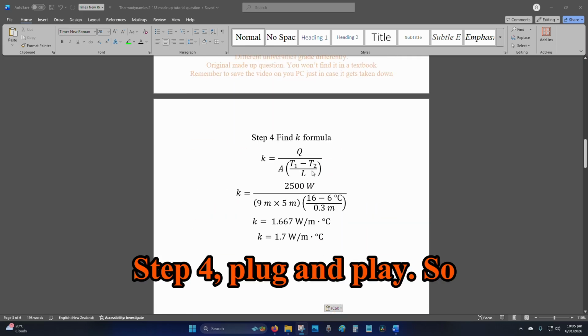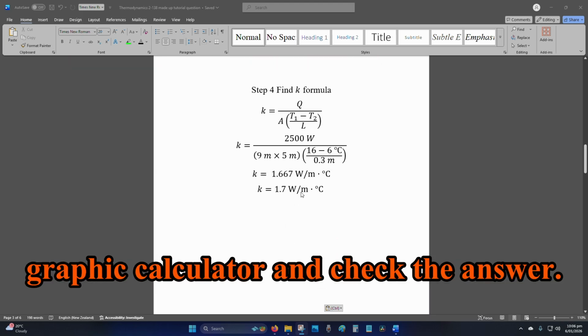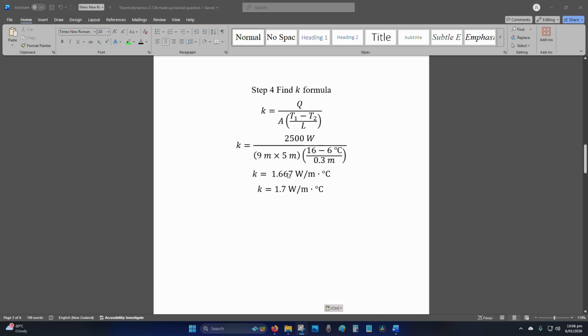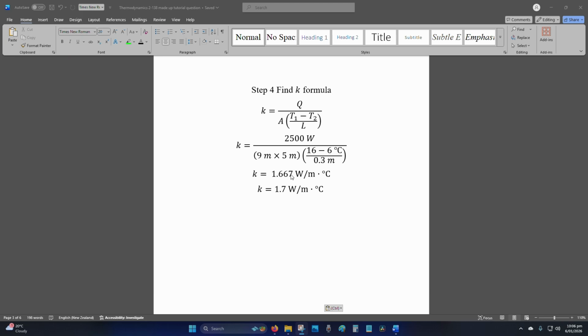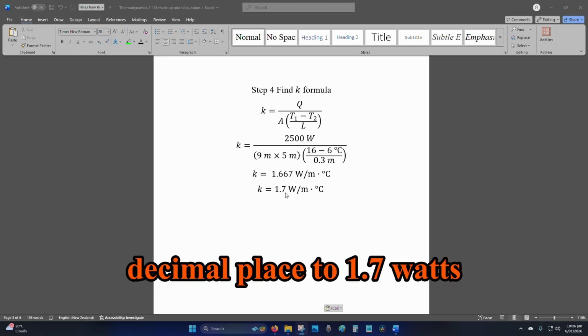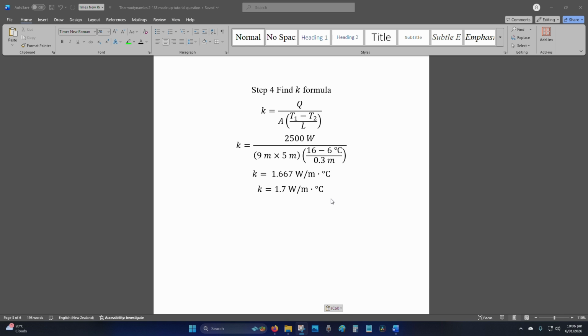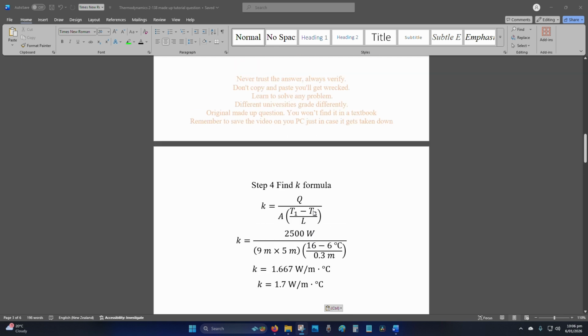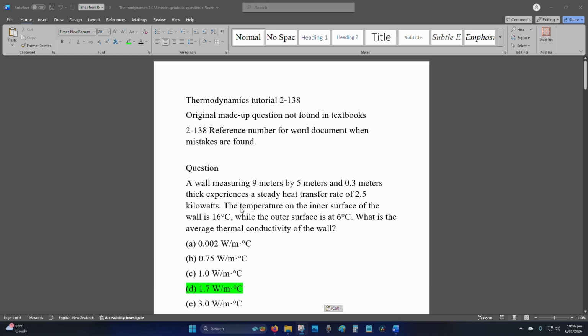Step 4, plug and play. So they give us everything, so we just need to plug it into our graphing calculator and check the answer. So the thermal conductivity is 1.667. So we're going to round that to one decimal place, to 1.7 watts per meter per degree Celsius. As you can see, the option is here.